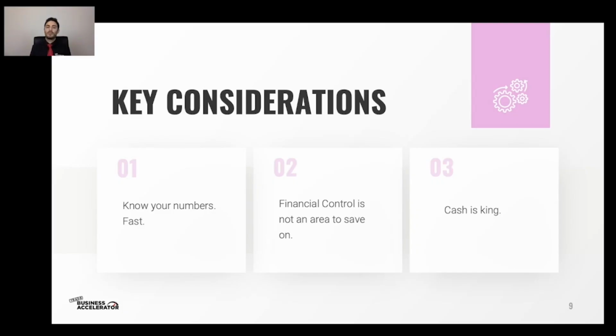If we don't know our numbers, it's going to be impossible for us to make sure that the bottom line profit is what we're expecting it to be. Number two, a key point here is that financial control is not an area that you should be saving on.